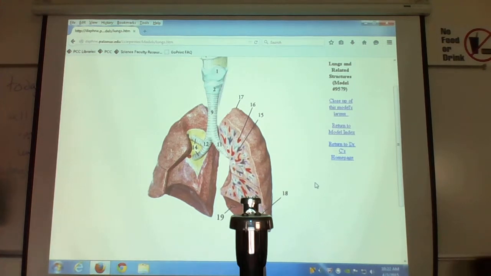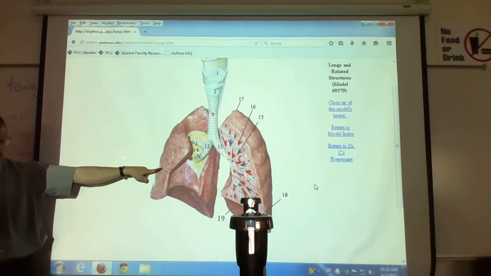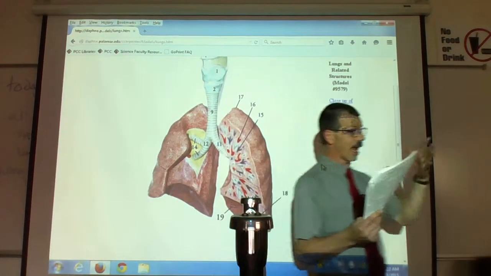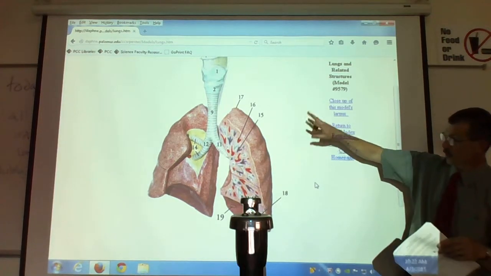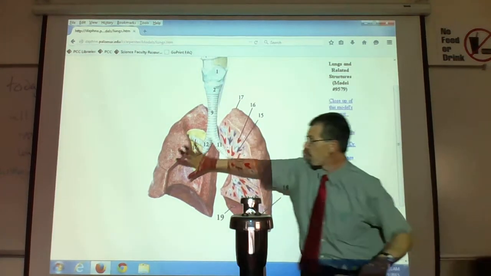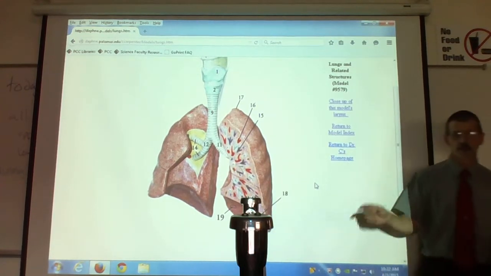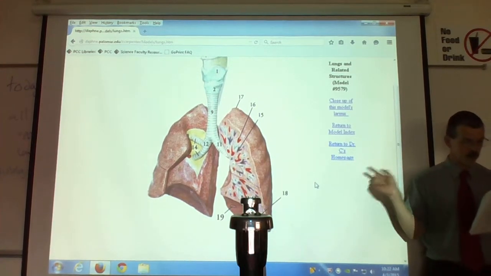Okay, on to our lung lobes. What's between the lobes? What do you call these lines? Fissures. We have horizontal and oblique, so oblique would be angled. This doesn't show it very well, but there are two fissures on the right lung, which gives three lobes, and one fissure on the left lung. Your models actually show them a little better than that picture.